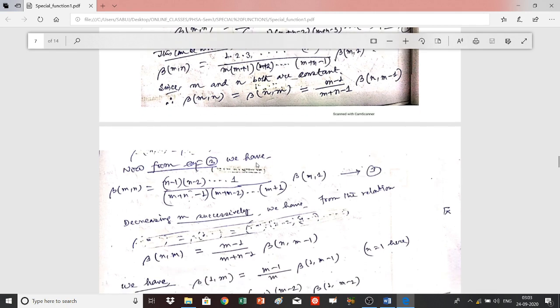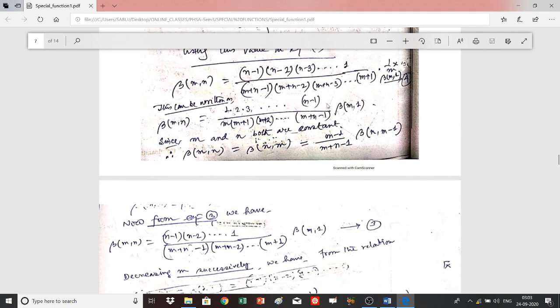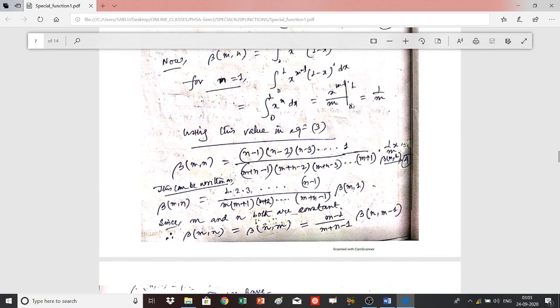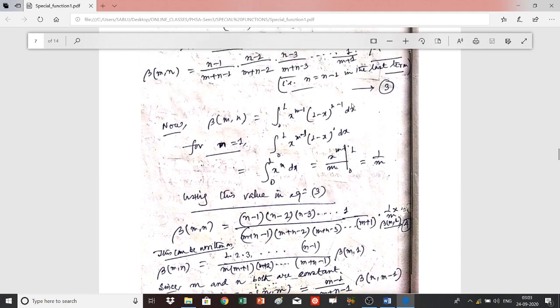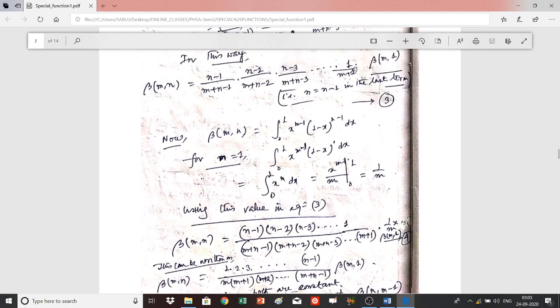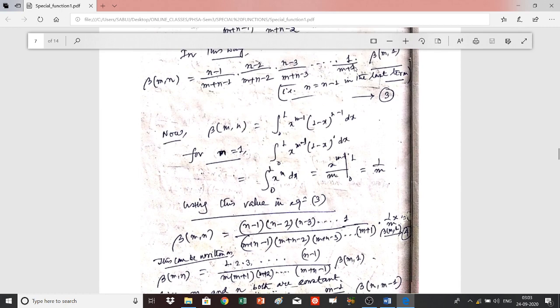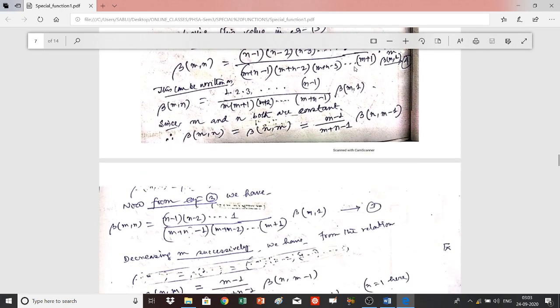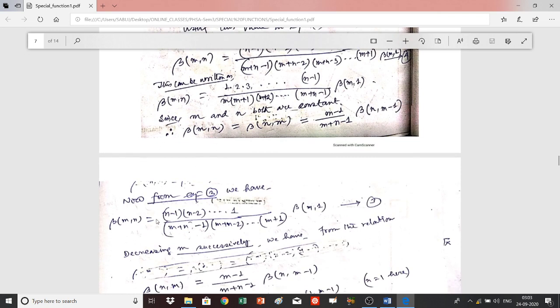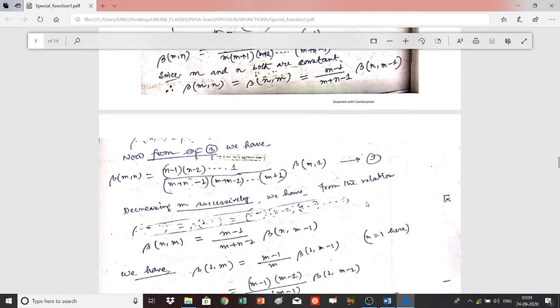So now from equation 3, in accordance with equation number 3, you can write beta mn is equal to n minus 1, n minus 2, in this way up to 1, then m plus n minus 1, m plus n minus 2, and in this way, m plus 1 into beta m1. This is equation number 3. Just I rewrite this here.